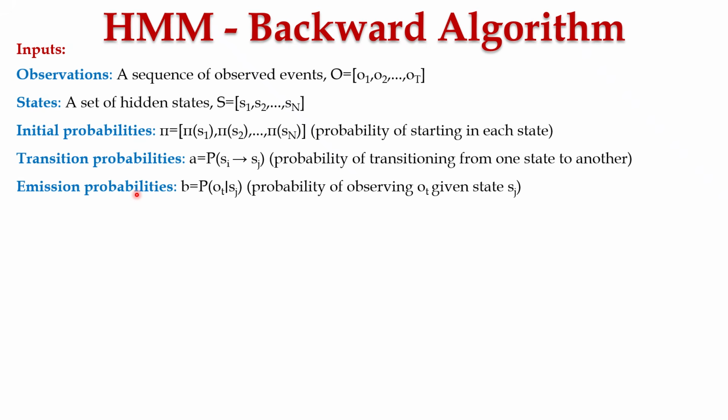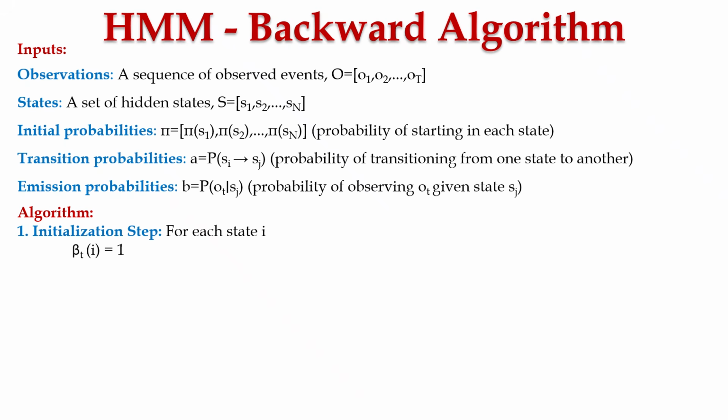Next, emission probabilities. It is represented as small b, which is equivalent to the probability of Ot given Sj. This represents the probability of observing a particular event given a hidden state, where b is the probability of observing the event Ot at time t given the system is in state Sj at that time. These probabilities are often represented as an emission matrix.